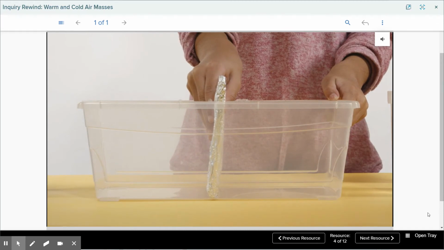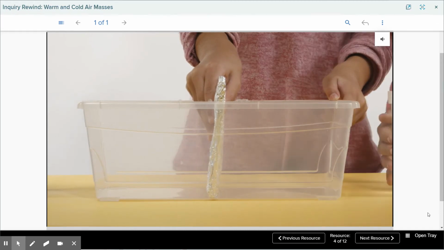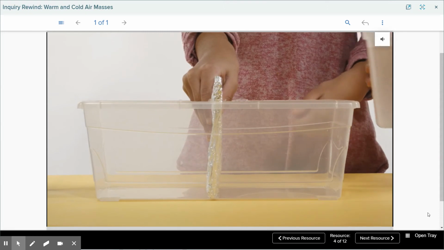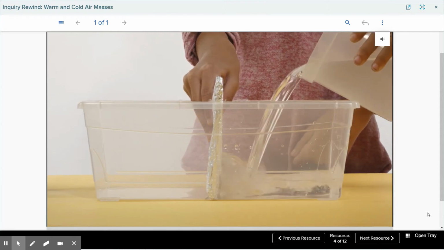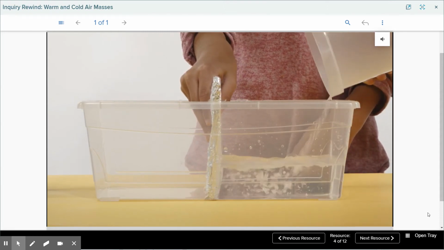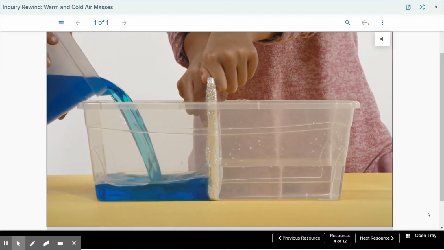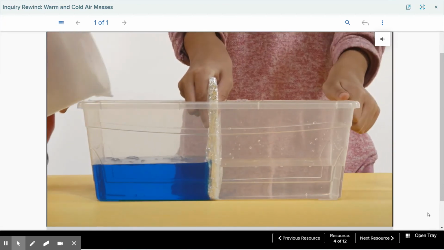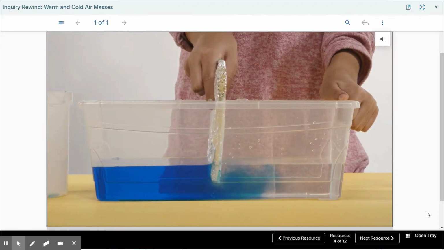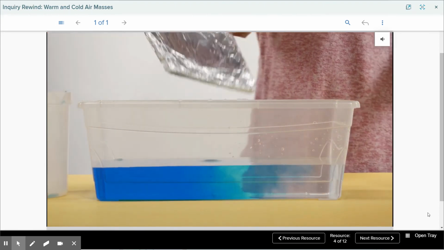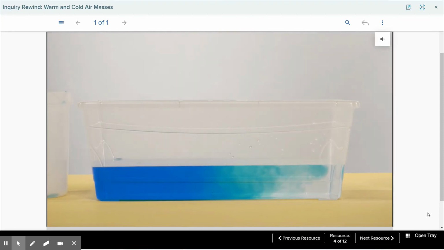Hold the cardboard firmly to the bottom of the bin. With the help of a classmate, pour the uncolored water into one side of the bin and the blue water into the other side. Gently and slowly lift the wall up and out of the bin. Observe the interaction of the water from the side of the bin.